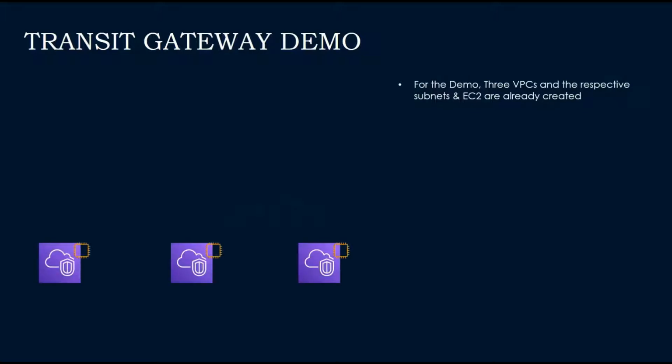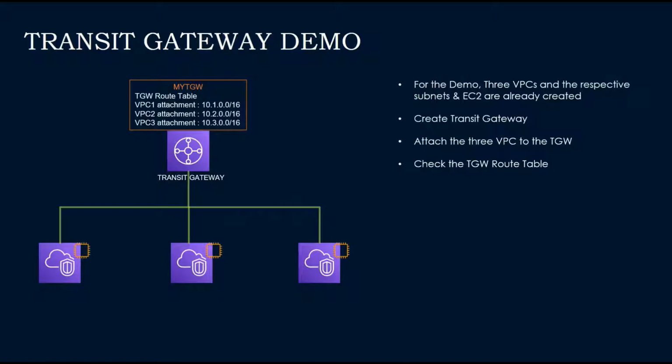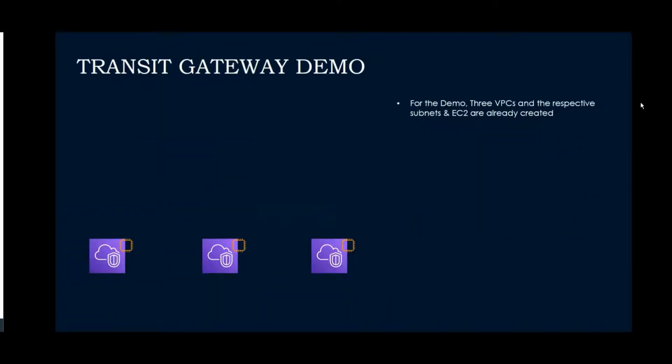Now we'll show how to set up a Transit Gateway. For this demo, I have created 3 VPCs with their respective subnets and EC2 in them. First, we will create a Transit Gateway and attach the 3 VPCs to it. And we'll check the Transit Gateway route table, which will automatically propagate the VPC attachments. And we will modify the respective VPC route tables to add the routes needed. And then we will test the connections between all the VPCs through the Transit Gateway. Okay, let's start with the demo.